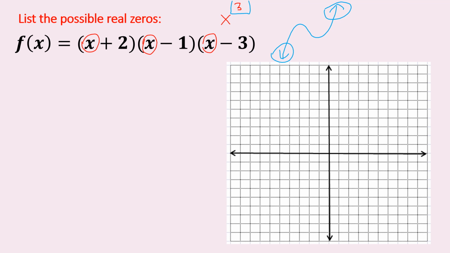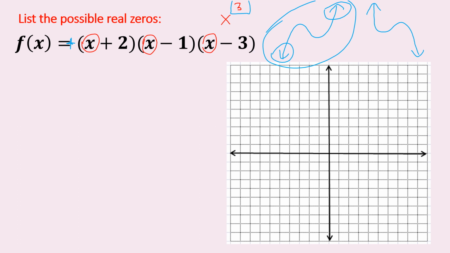It could be uphill like this one that I've just drawn, or it could be downhill like this. The reason it would be downhill is if we have a negative in front of this that would flip it upside down. It's not negative, it's positive, which means this is what our graph is going to look like.